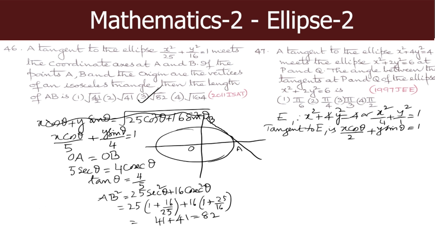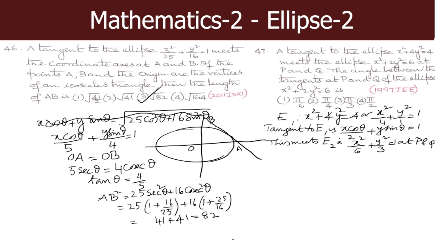This meets the second ellipse at P and Q. E2: x square by 6 plus y square by 3 equal to 1, at P and Q. What is the angle between the tangents drawn at P and Q to the second ellipse?